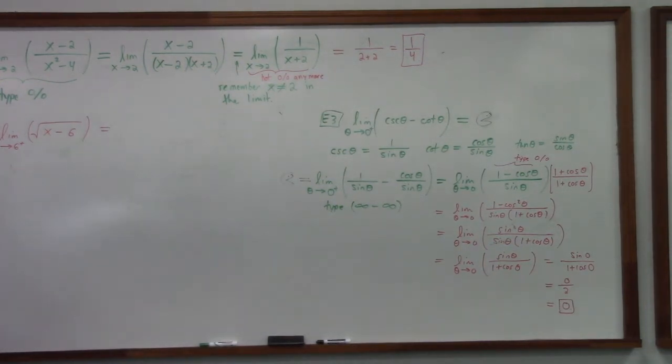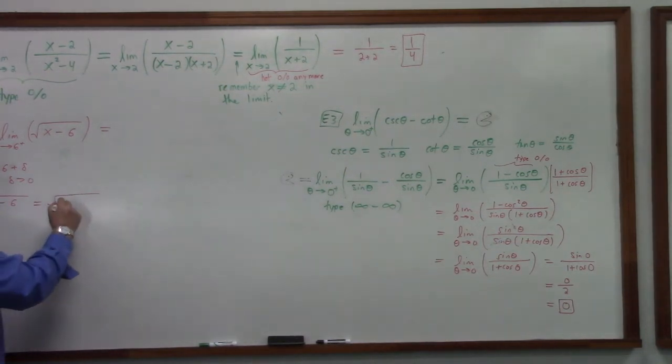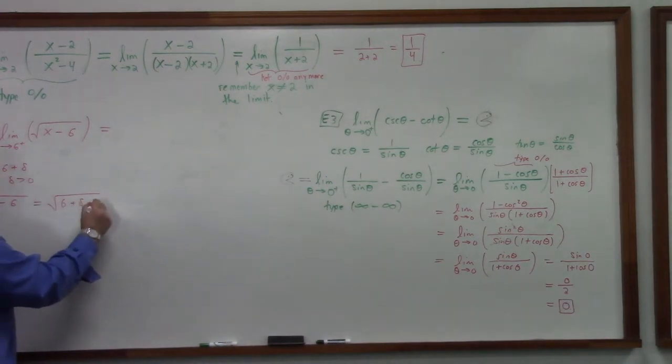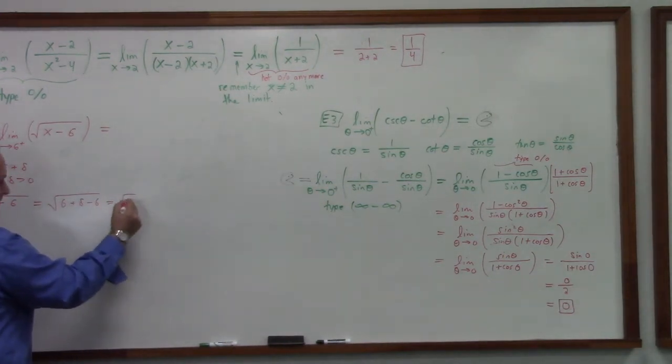So, there are various ways to analyze limits, but one of the ways I do is I'll put, okay, if x approaches 6 from the right, that means x is equal to 6 plus delta for a little delta greater than 0, right? So if I look at the square root of x minus 6 in that limit, what I'm really looking at is the square root of 6 plus delta minus 6, which is the square root of delta.